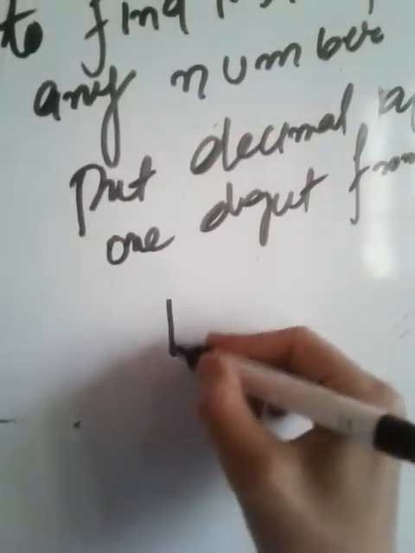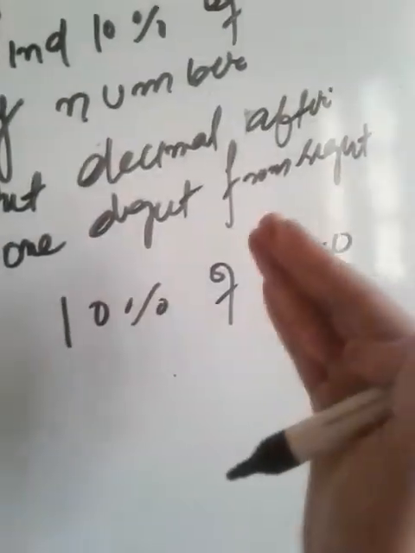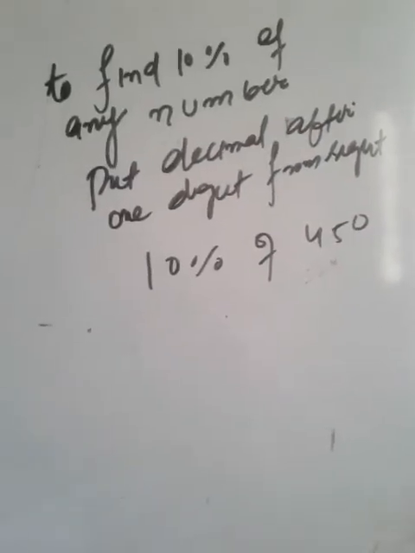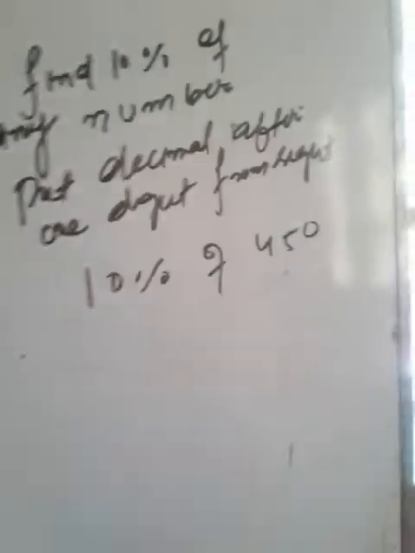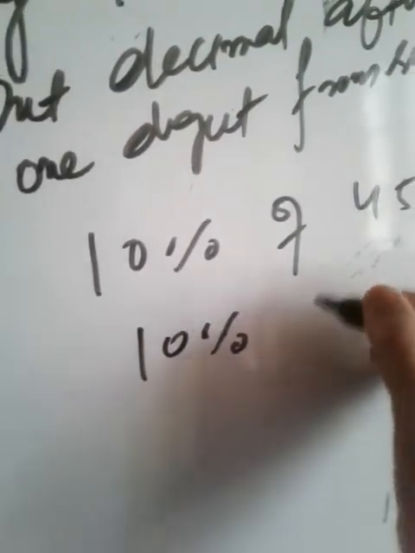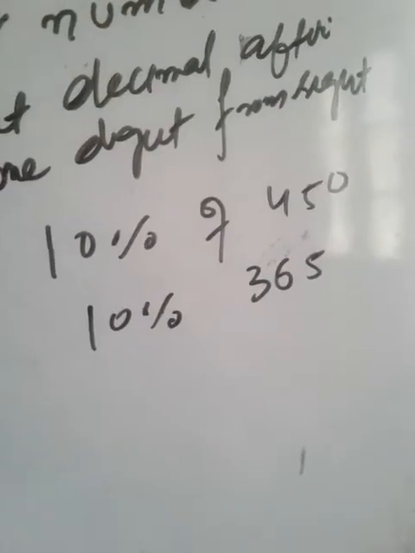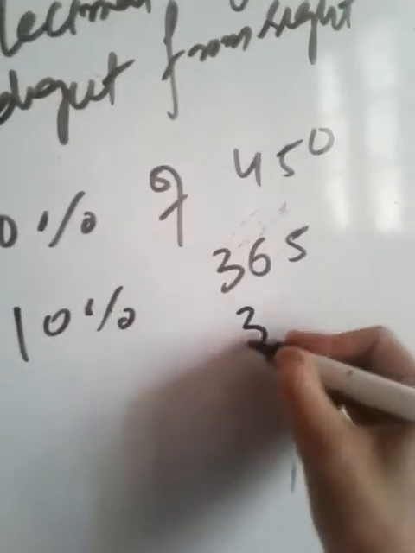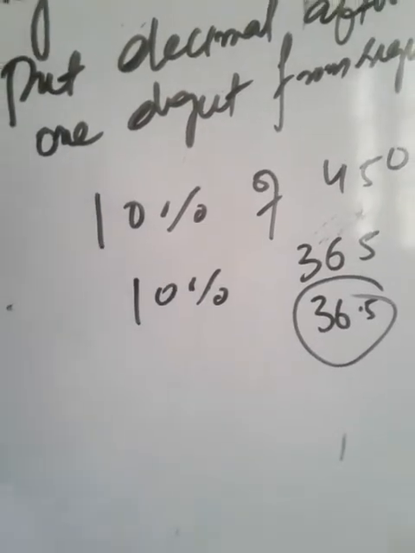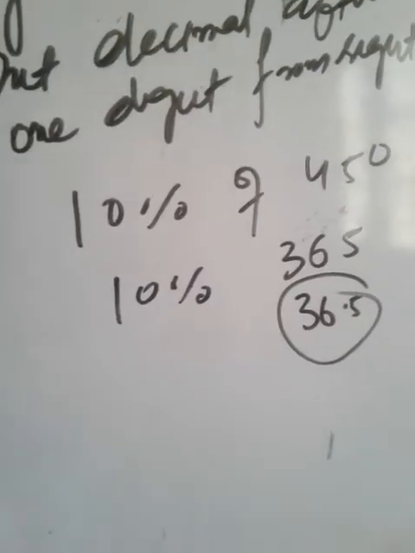Suppose you need to find 10% of 450. Put the decimal after one digit from the right, and it is simply 45. You need not calculate it; it is always found in the number itself. So 10% here is 45. For example, 10% of 365, what is it? Put the decimal after one digit from the right, it is 36.5. I guess you need not use pen and paper to calculate this. You can find it mentally.